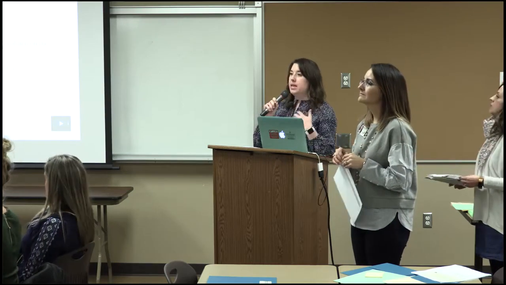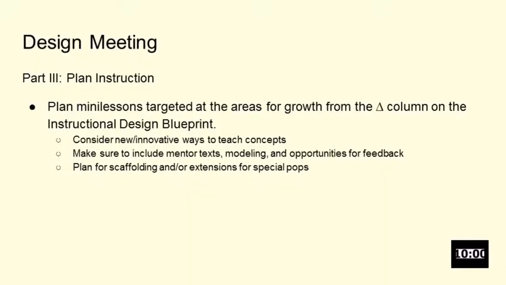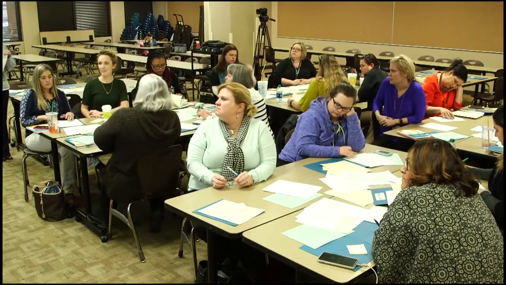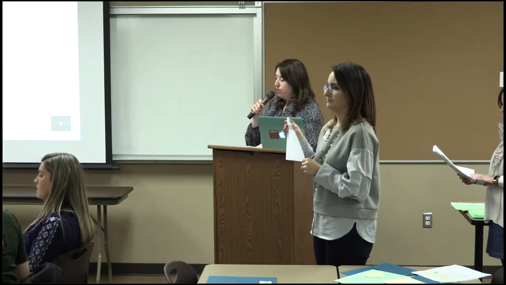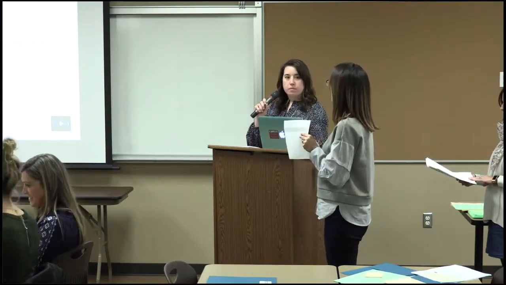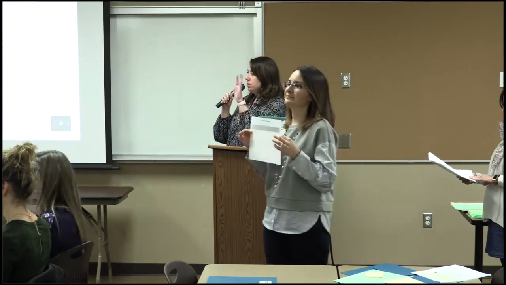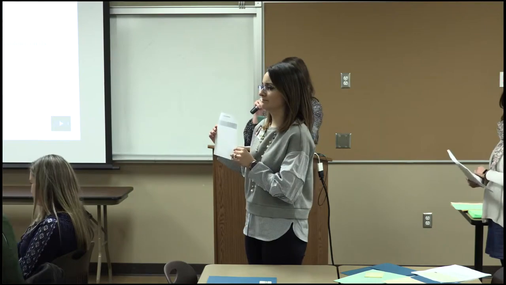the couple and presents a design plan for the property. So in part 3 of our process, you will continue to work with your PLC to design targeted instruction. You're going to plan or start to plan mini lessons targeted at the areas for growth from the Delta column on the instructional design blueprint. It's on the back of the plus Delta chart. So if you flip that page over, you'll see a horizontal table.